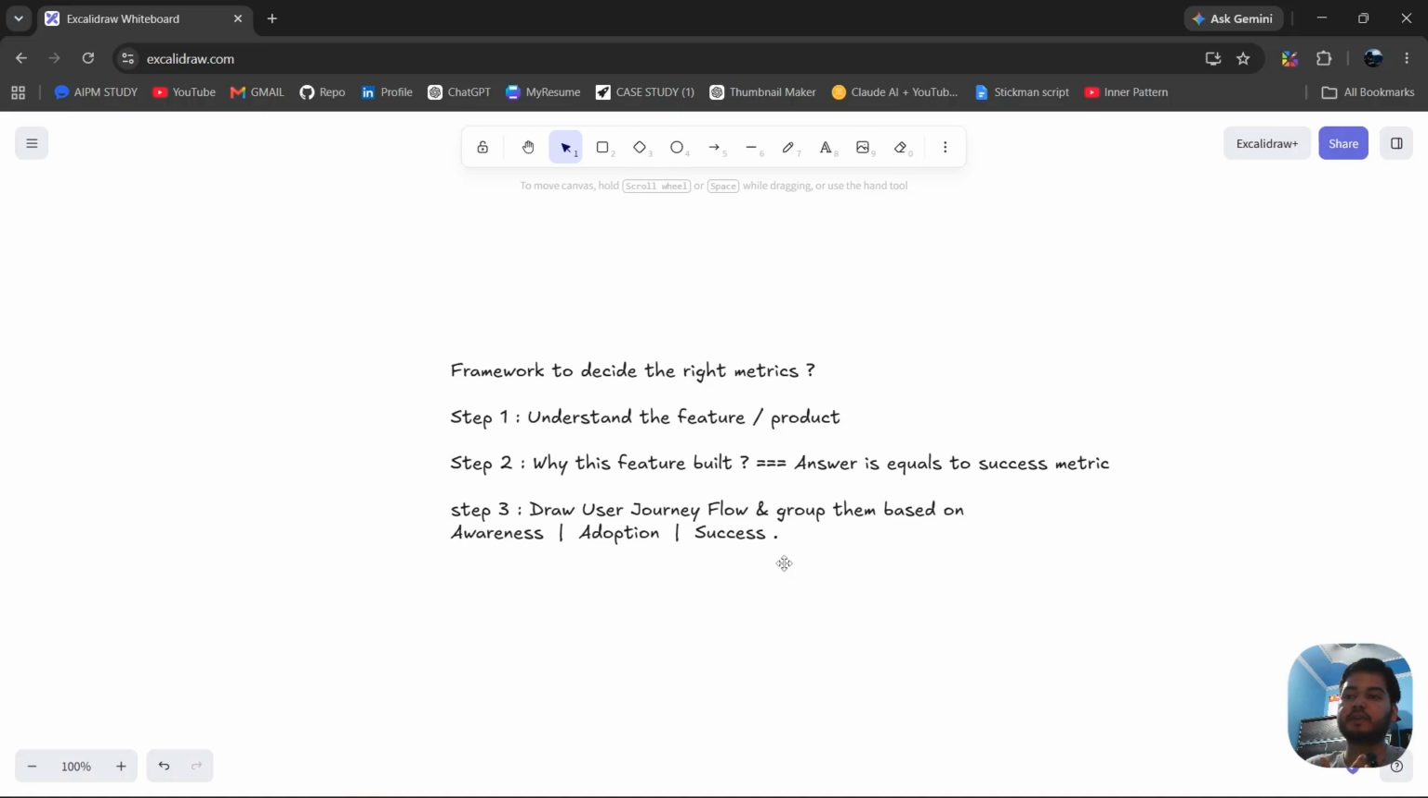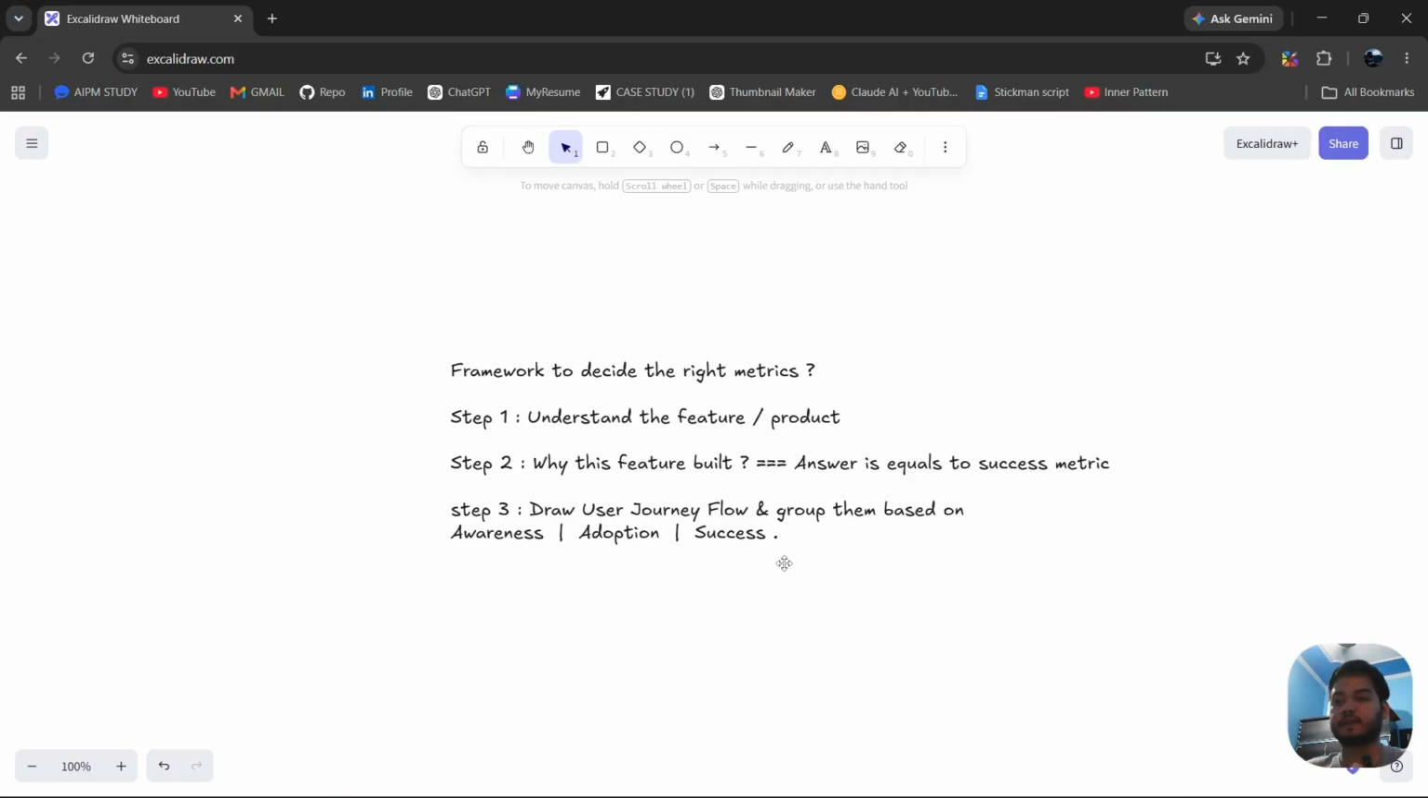Step number three is drawing a user journey or customer journey flow and grouping it based on three topics: awareness, adoption, and success. Awareness tells you how many targeted users are aware of your product, and out of the active users who are aware of your product, how many of them are actually using it comes under adoption.